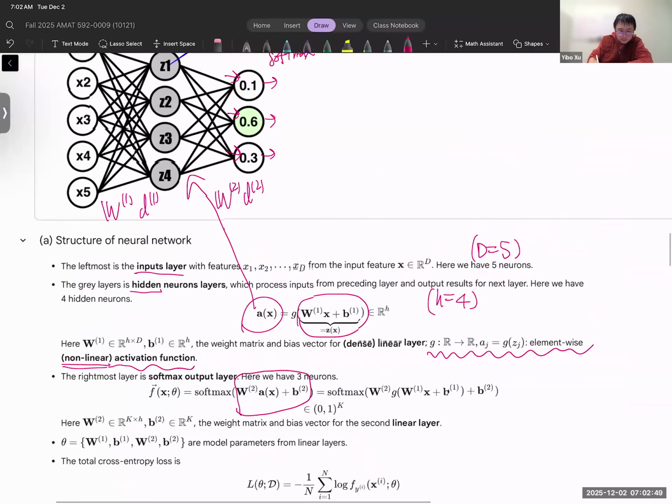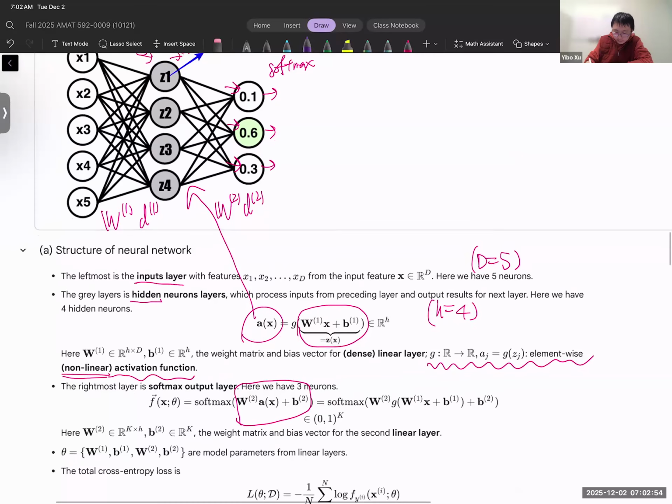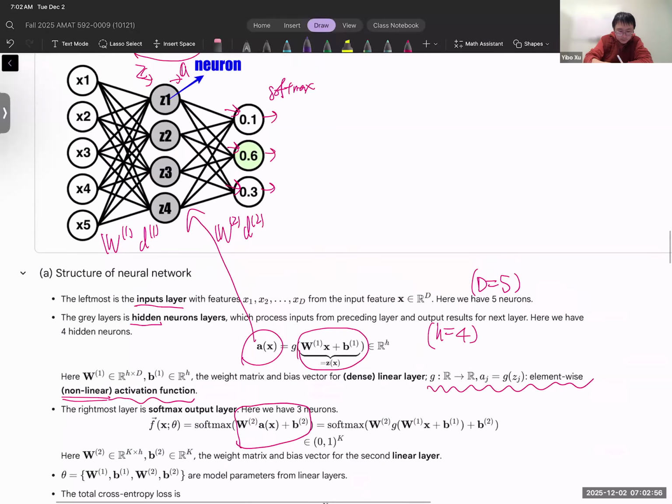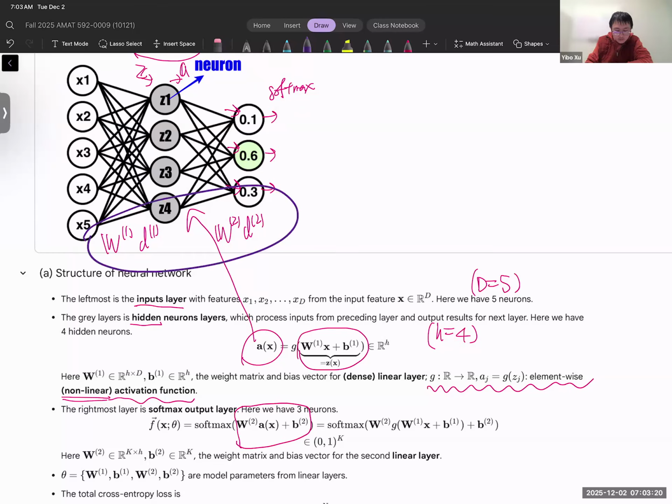Right. So now for the entire model, what do we have? We have the predetermined dimensions. We have 5 dimensions, 4 dimensions, and 3 dimensions. So the right hand side, the three, and the left hand side, the five, are determined because of the dimensions of your input and output. But here that can be determined by the design. Once that's decided, then the dimensions of W1, W2, and B1 and B2 are all determined.